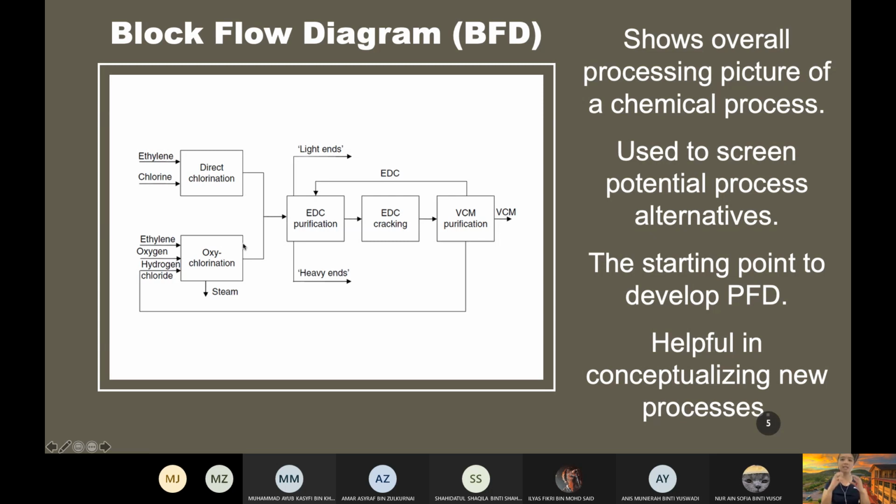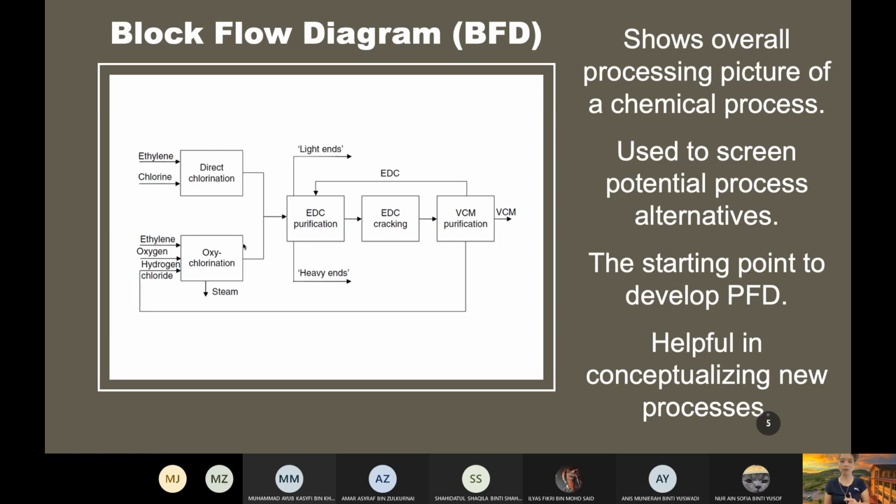Because basically each box represents one major equipment. Major equipment can be a separator, distillation column, reactor, vacuum column, and so on and so forth. It only encompasses the main equipment. So pumps, compressors, heat exchangers, the common ones, are not included in your block diagram. Block diagram only has main equipment. Okay, so this can be the starting point to develop the PFD.